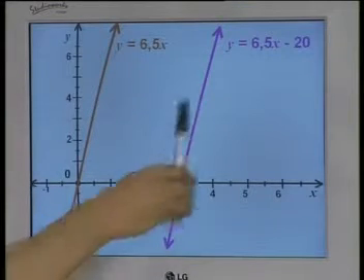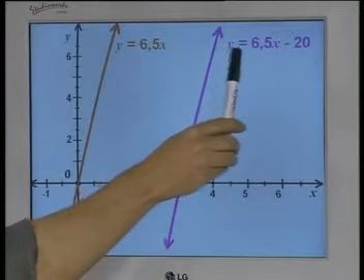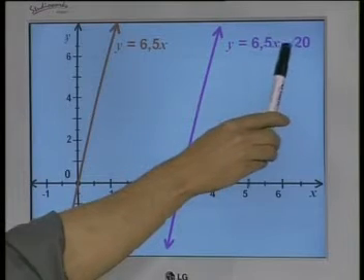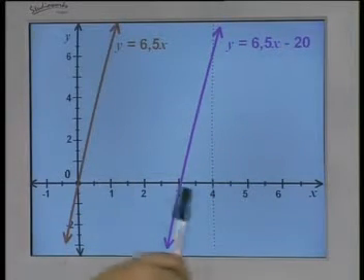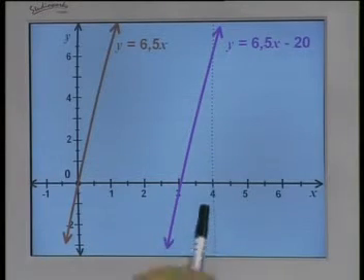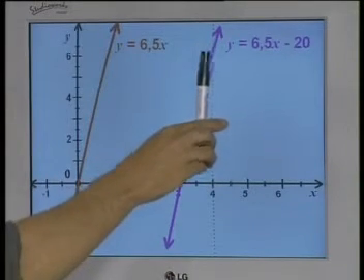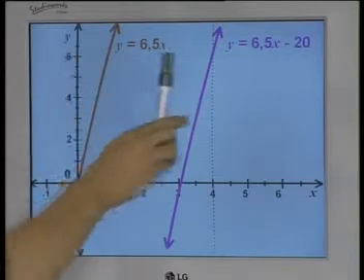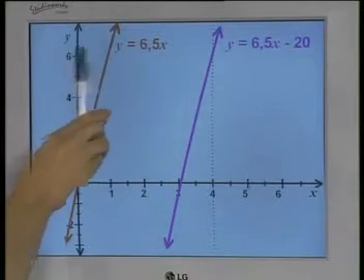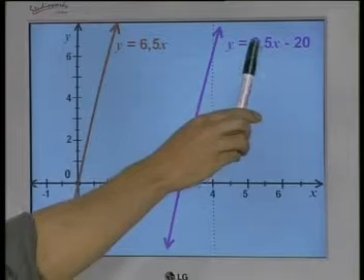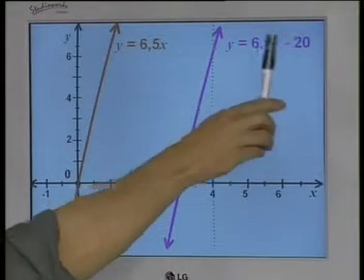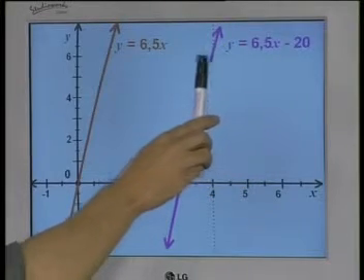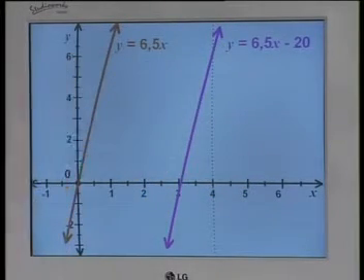My second graph is given by the equation y is equal to 6,5x minus 20. Let's check that this one is correct. If I place an input of x equals 4, you can see that the output is y equal to 6. Now I know that 6,5 multiplied by 4 is 26, and if I subtract 20, I get my output as shown in the graph of 6.